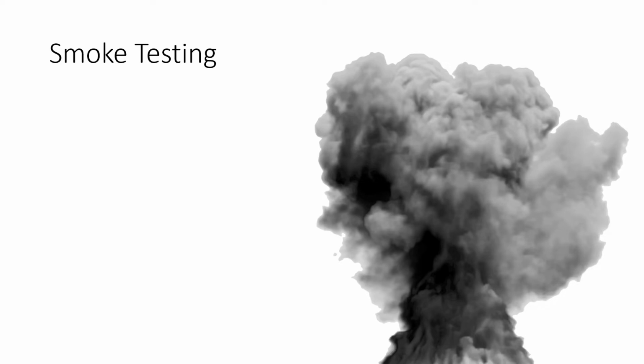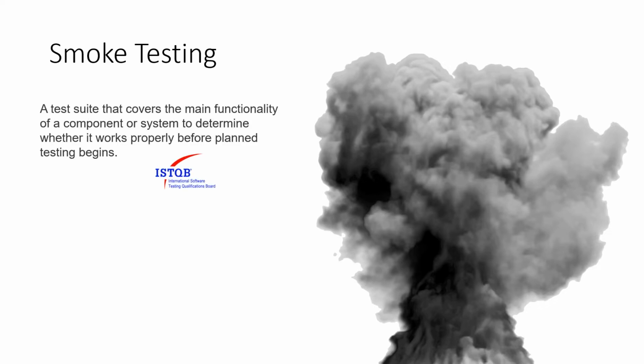So there is no test book like Testing Machine Learning Software for Dummies. We're looking at a small part of software testing here in greater detail, and that is smoke testing. The ISTQB defines smoke testing as follows: a test suite that covers the main functionality of a component or system to determine whether it works properly before planned testing begins. So it's about basic functionality. Our simple interpretation for the remainder of this video is that the most crucial functions just don't easily crash.